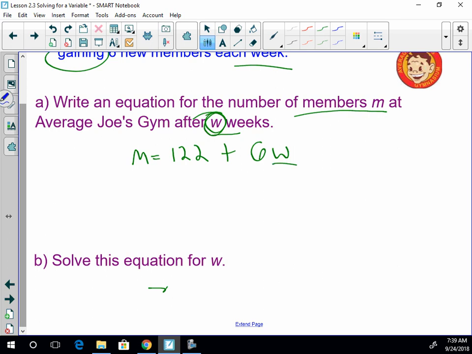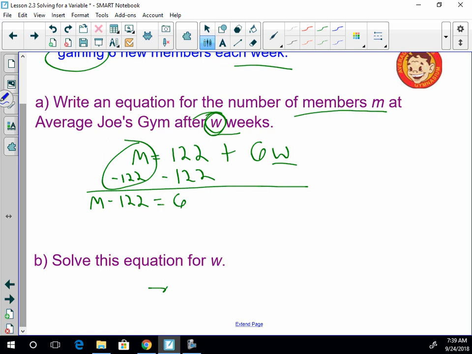So again, ask the question: what's happening to W? I'm multiplying by 6 and I'm adding 122. I'm going to reverse and undo that. So I'm going to subtract 122 first. Again, order has to stay the same here, so it has to be M minus 122. I cannot compute that, and I end up with that being equal to 6W.